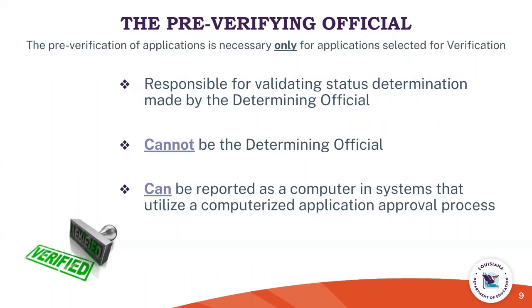Next, a pre-verifying official or a confirming official will only verify applications that are selected for verification. They do not need to confirm the status eligibility of all applications. When applications are pulled for verification, the pre-verifying official will first check the application to confirm that the status was appropriately determined. This person may not be the determining official. However, it can be a software program that has the ability to check and approve applications. Again, you would have indicated this on the collection officials part of the CNP application.